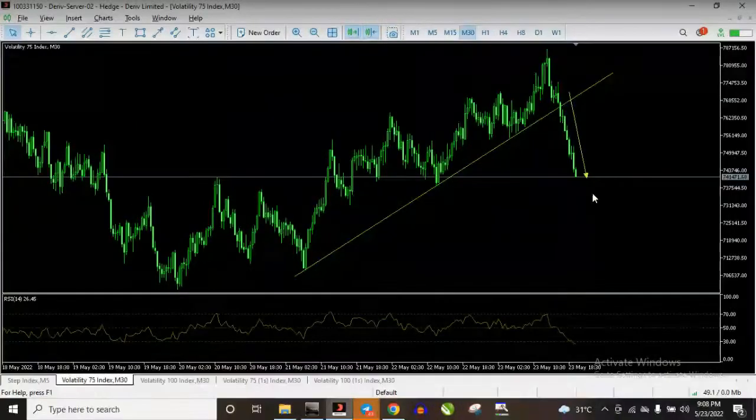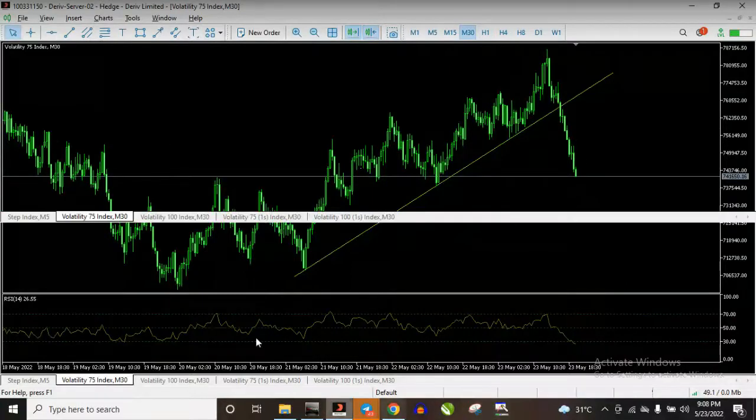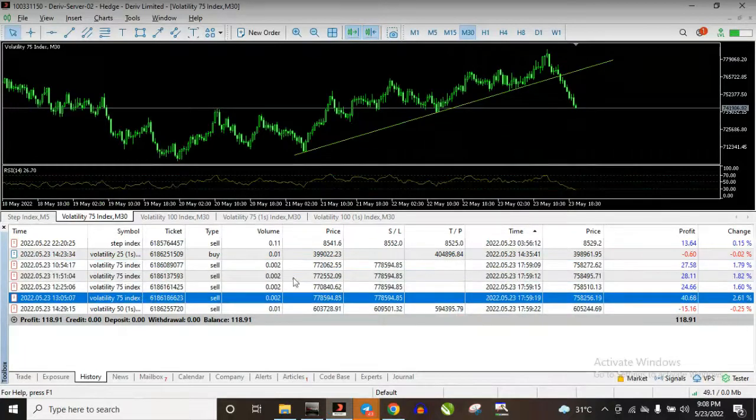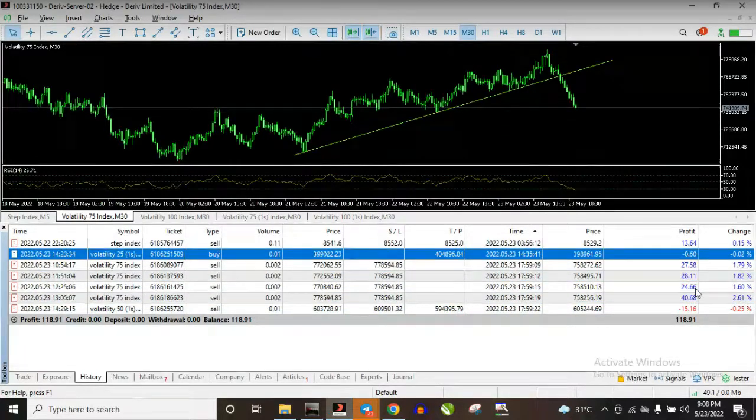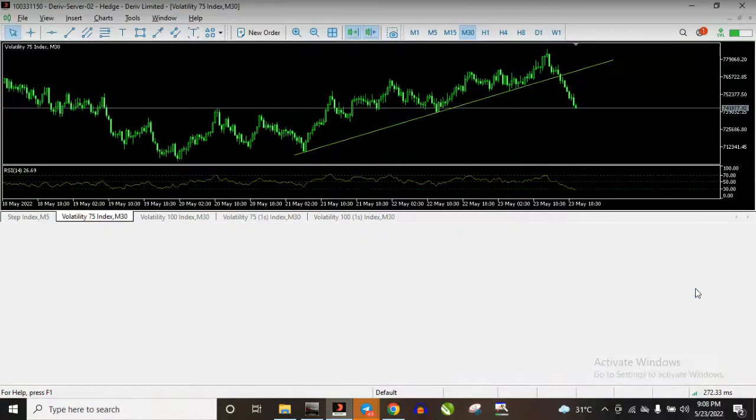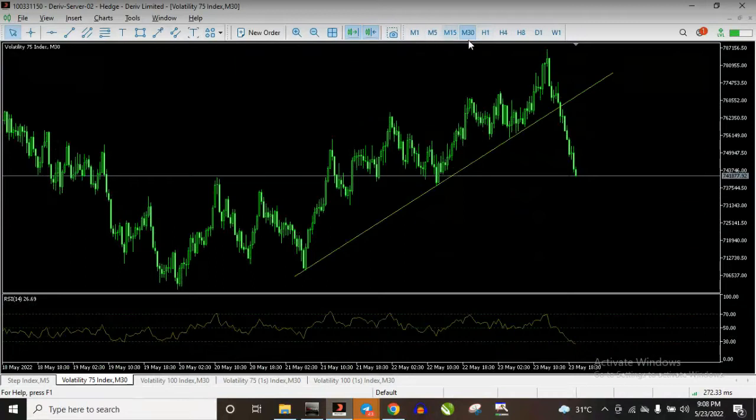All right. So moving on to volatility 75. I entered this V75 and it was just amazing. It's just an amazing pair today. I entered with, you can see right here, I entered V75 1, 2, 3, 4. And all the 4, see them. Those are the V75 trades I entered. And it's just amazing.